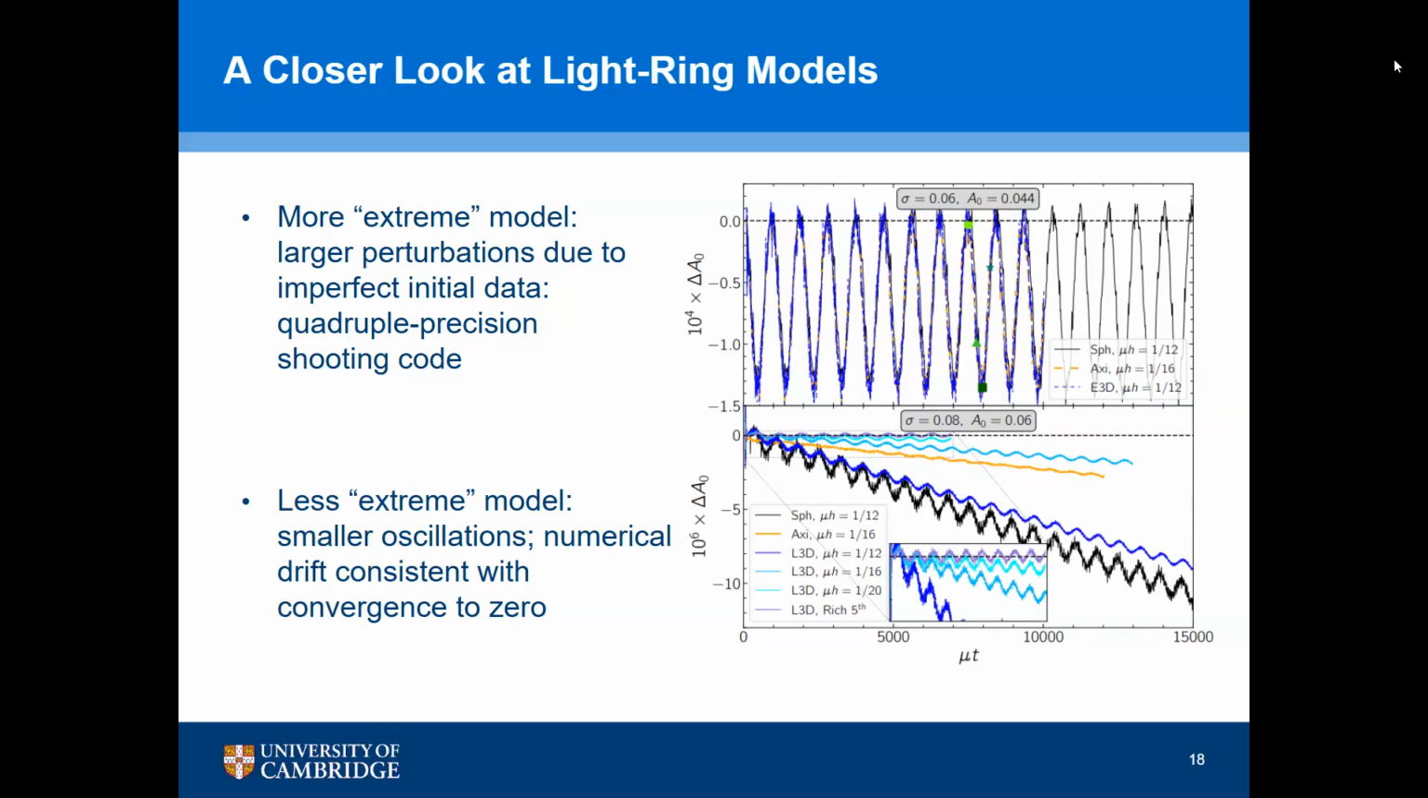And for the less extreme model, we're still in the ultra-compact regime, but it's much less intense, as we'll see. This potential that determines the location of the light rings is much shallower in this case. And you still have some oscillations stemming from the numerical error in your initial data. But now you can really do a very clean convergence test and say, okay, is this drift consistent with being purely due to numerical error? And what we find is that yes, it is.